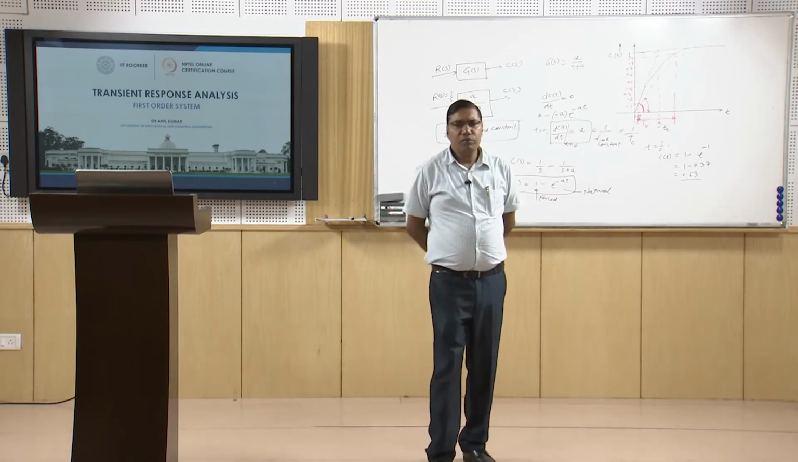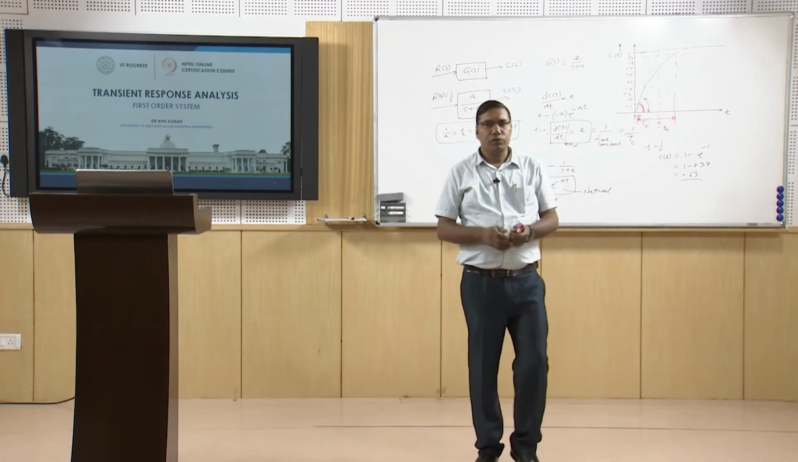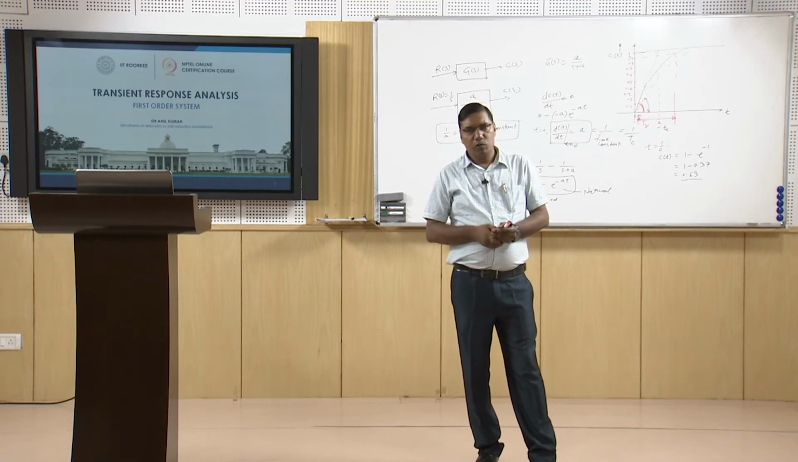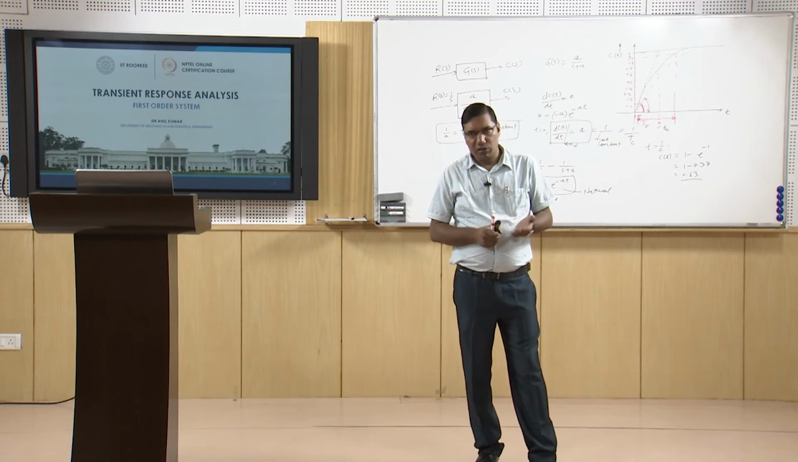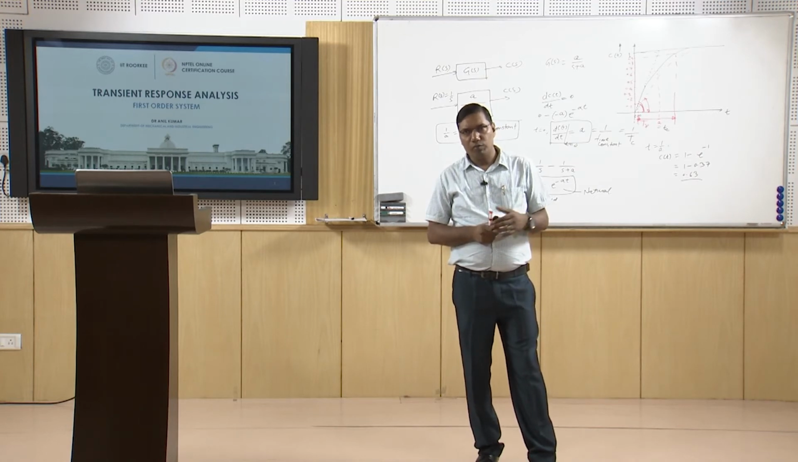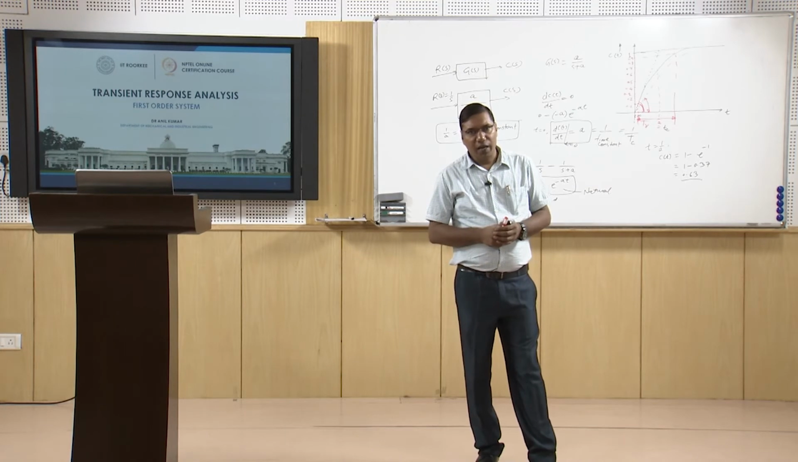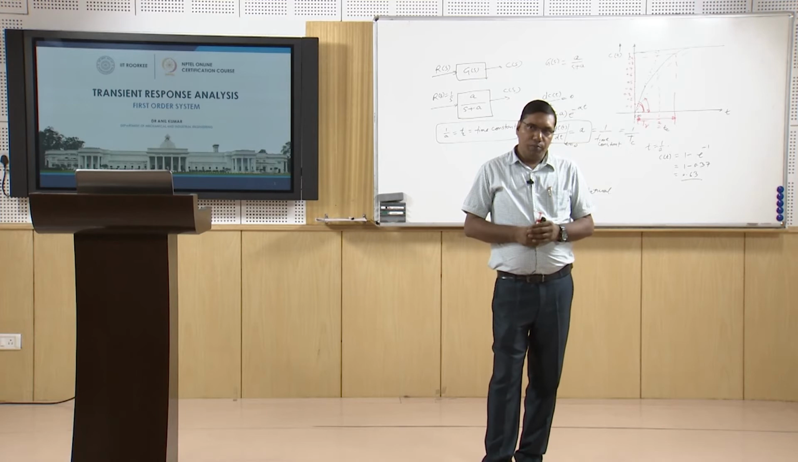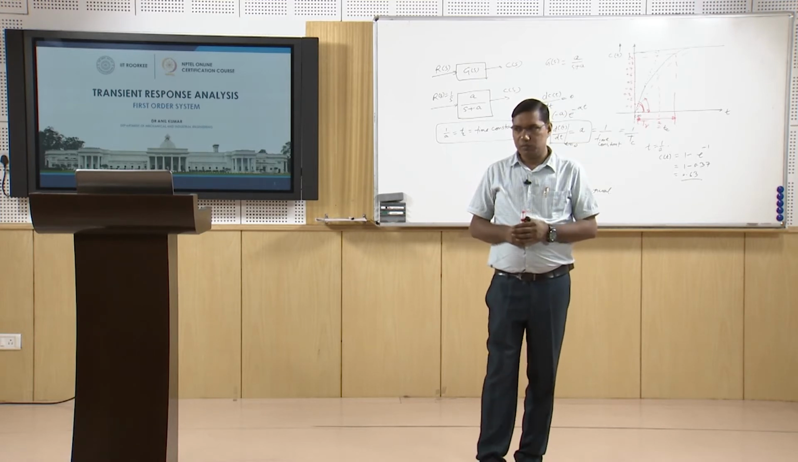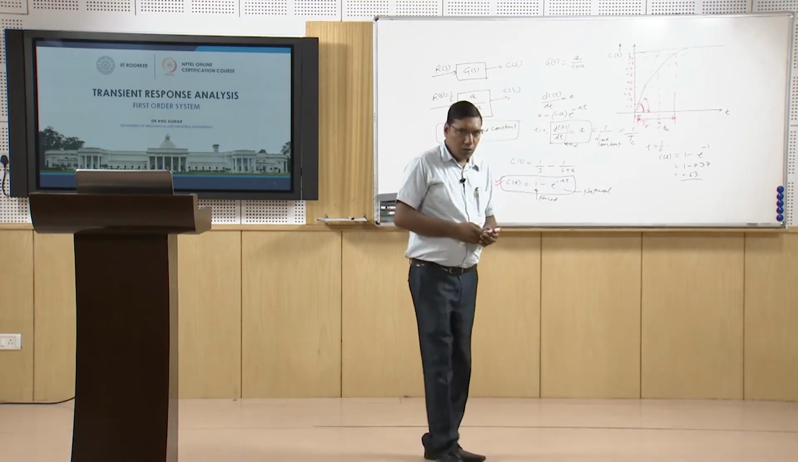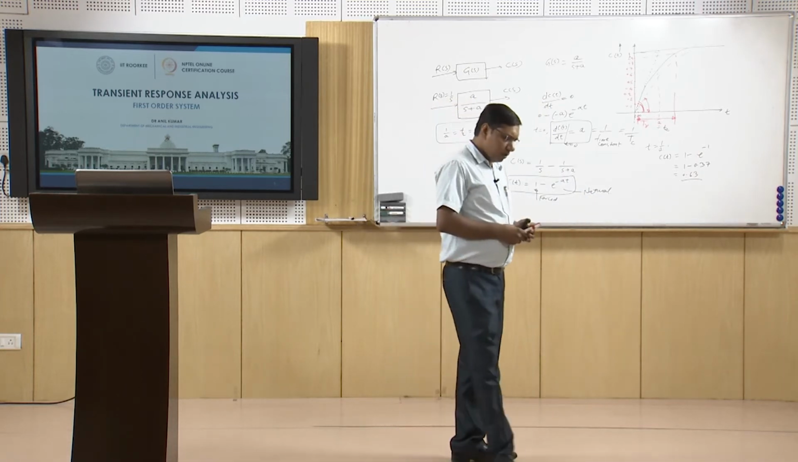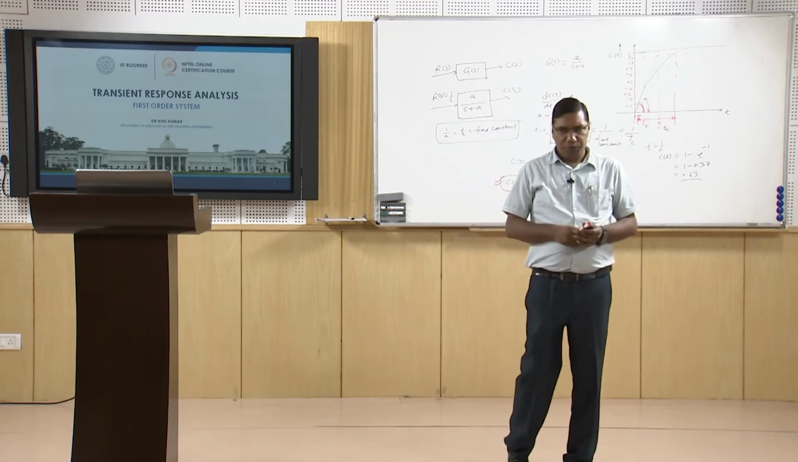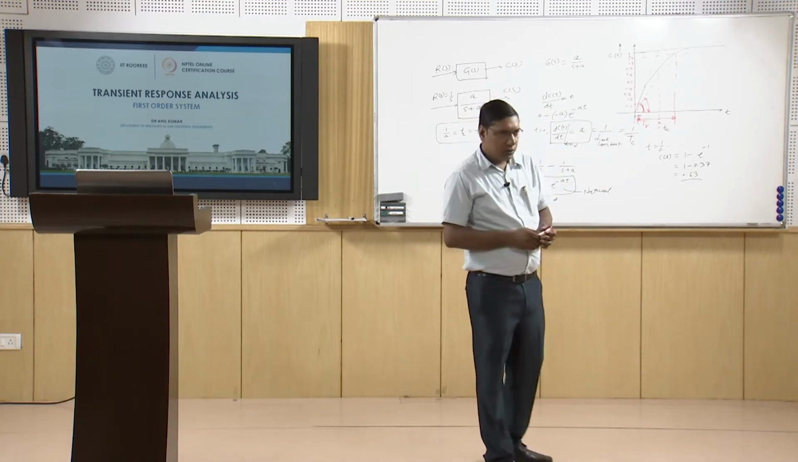Now, we have one more point that we want to discuss. Suppose we have a response of a first order system from some experiment, and from that response we want to make the transfer function of that system. So how can we make the transfer function of a system from the response of the system?